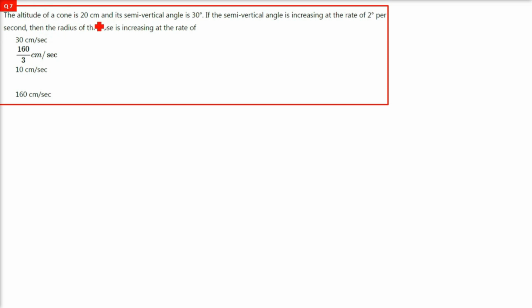The altitude of a cone is 20 centimeter and its semi-vertical angle is 30 degrees. So the cone is like this. It can be upright. It can be like that also. It can be like a hat. It can be like an ice cream cone. This is R. This is H. This is your alpha angle.